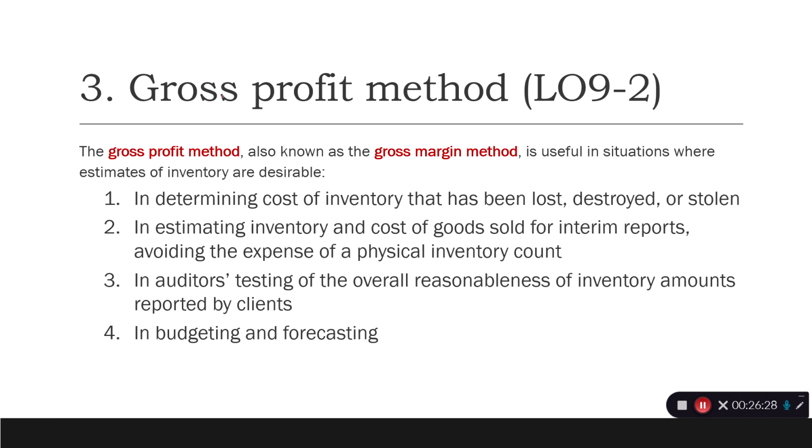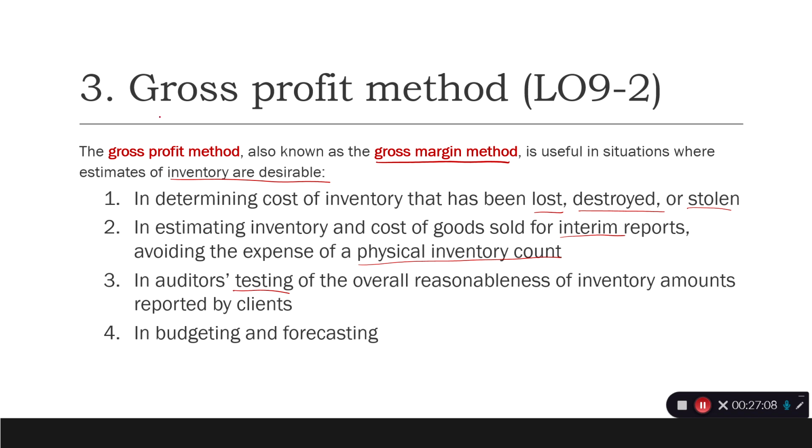Okay, and then I want you to understand the gross profit method. The gross profit method is also known as the gross margin method, and it's very useful in situations such as determining the cost of inventory when it's lost, destroyed, or stolen, right? Or in estimating inventory or cost of goods sold for interim periods, avoiding expenses of a physical inventory count, or in the auditor's testing of overall reasonableness of the inventory amounts, or in budgeting and forecasting.